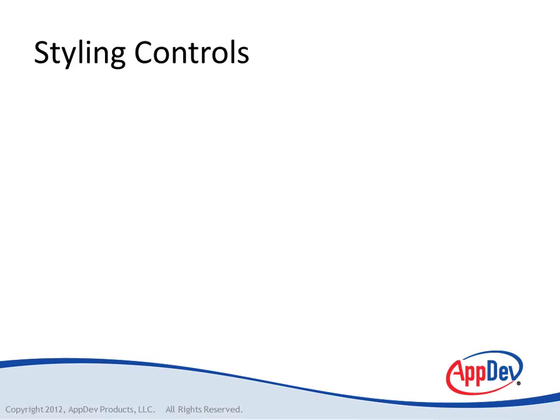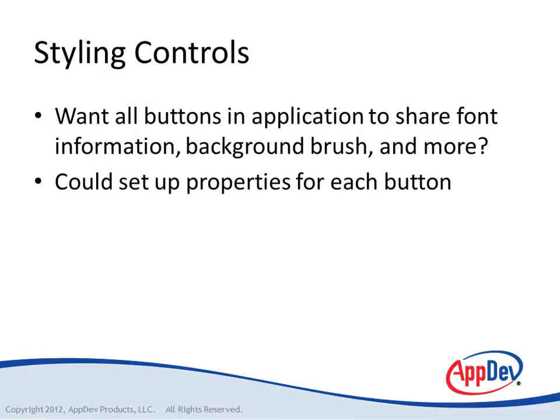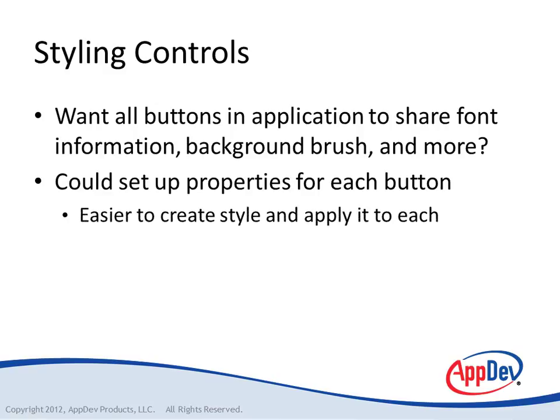Now that you've seen a number of different controls, what if you want all your buttons in your application to share font information, a background brush, and more? You probably know the answer. You could set up properties for each individual button, but not only is that a pain, it's also incredibly inefficient and a bad idea because should you ever need to change any property for all of them, you'd have to revisit them all. A better solution is to create a style and apply it to each individual button. That way each button looks the same.